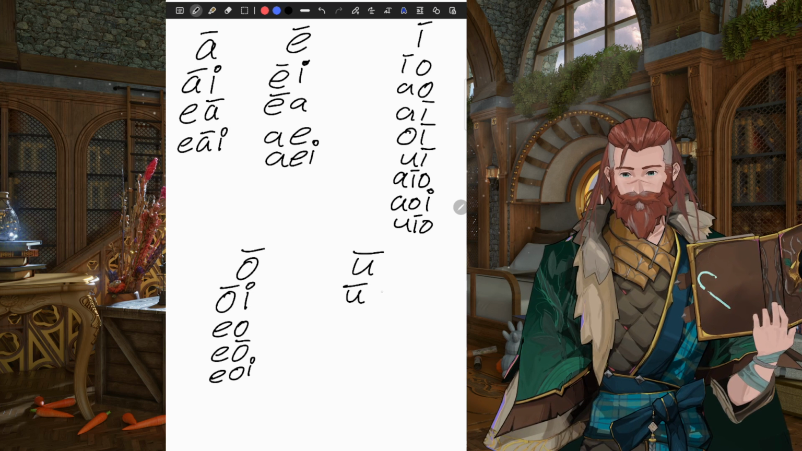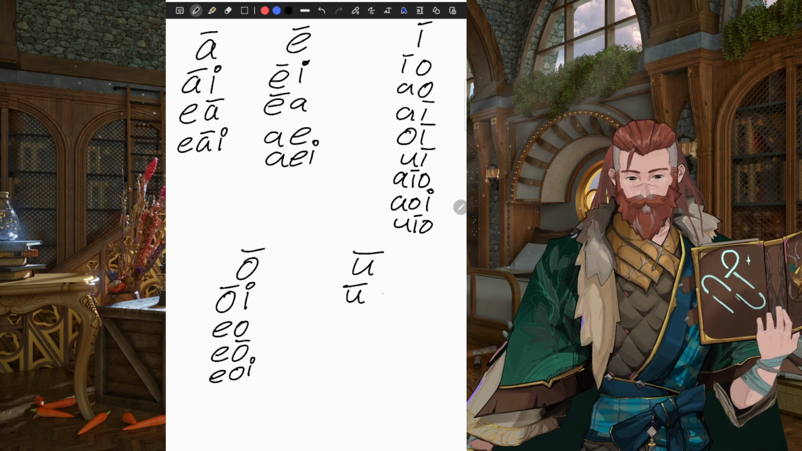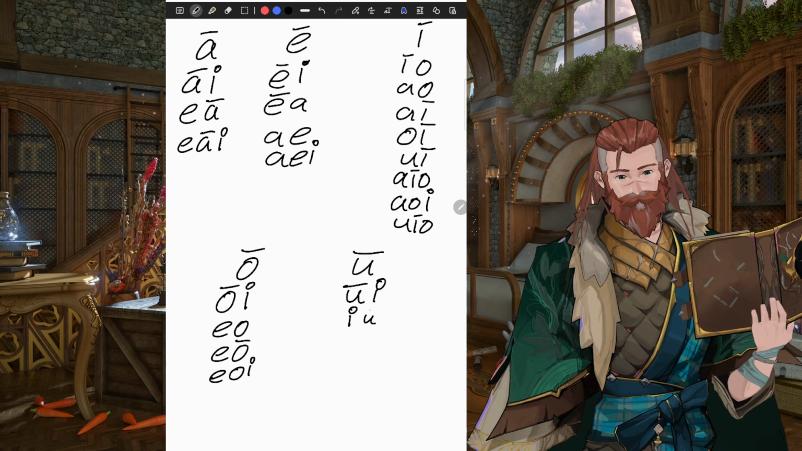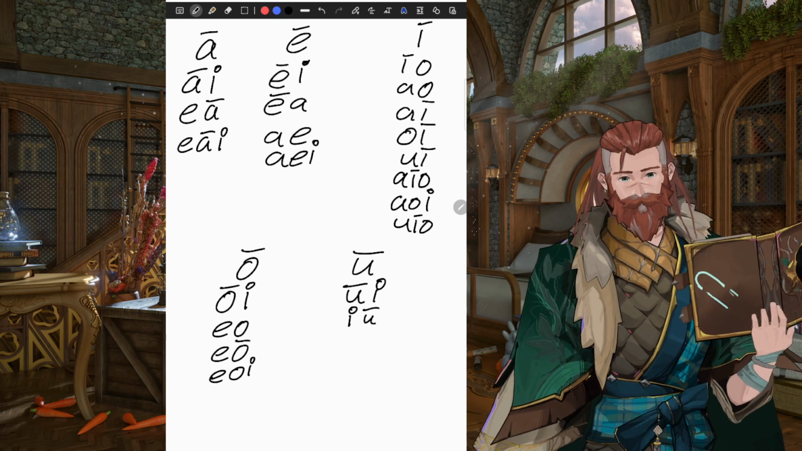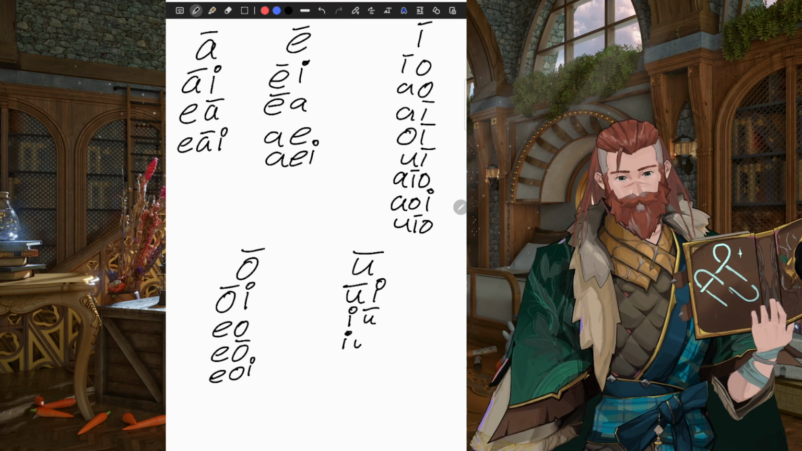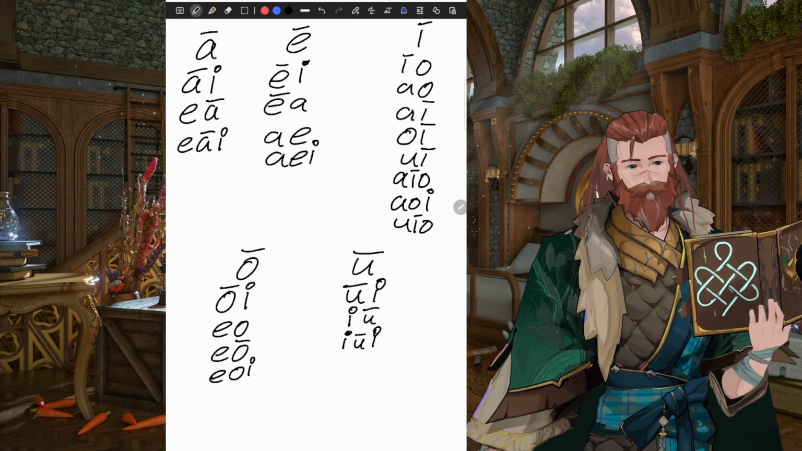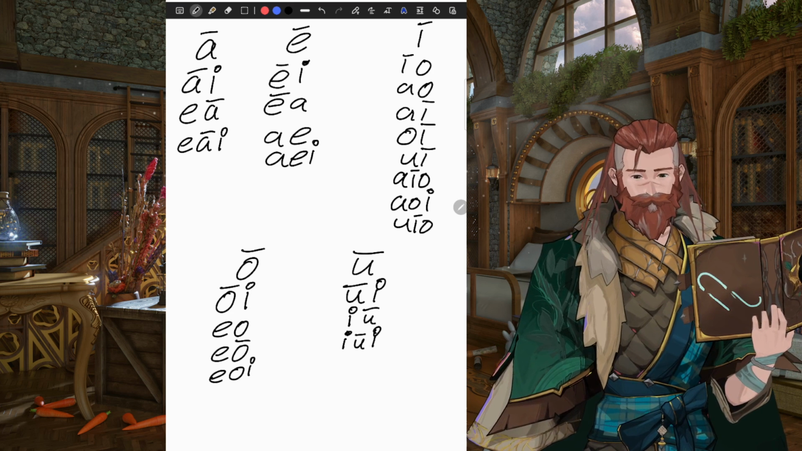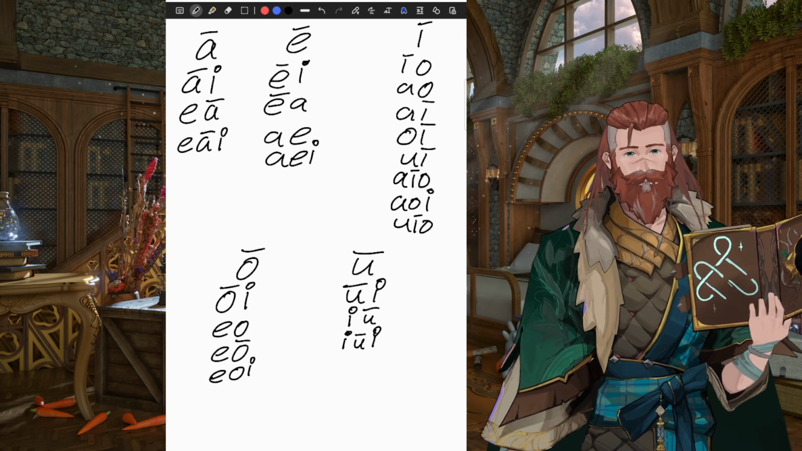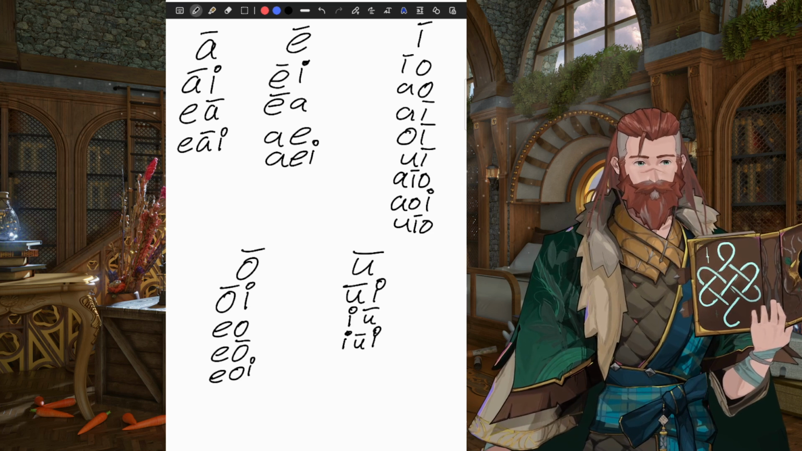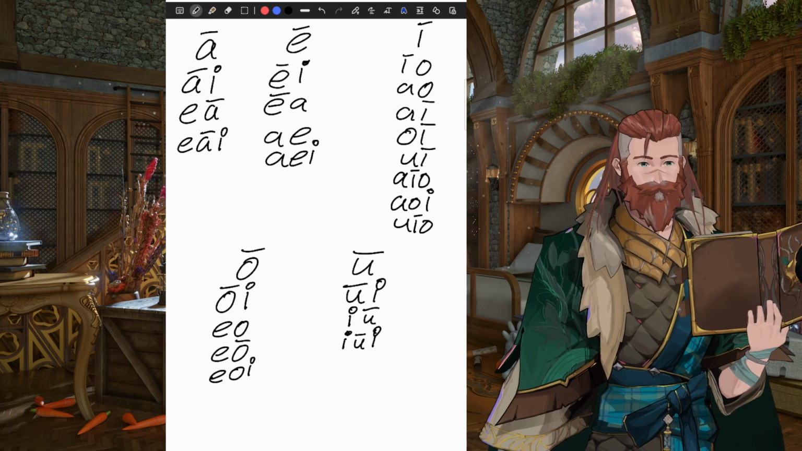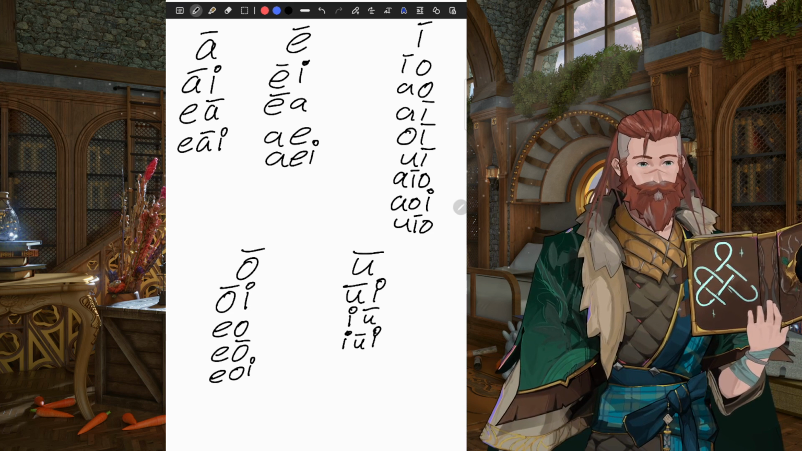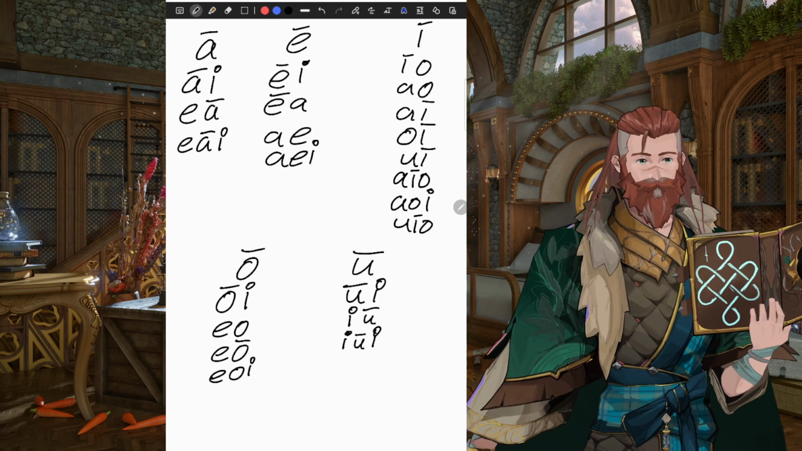U fada. I U fada, and I U fada I. So, all these letter combinations are all going to make the same sounds. A, E, O.